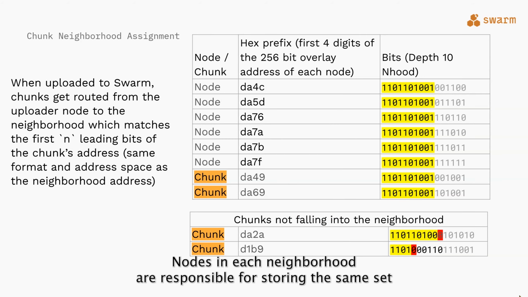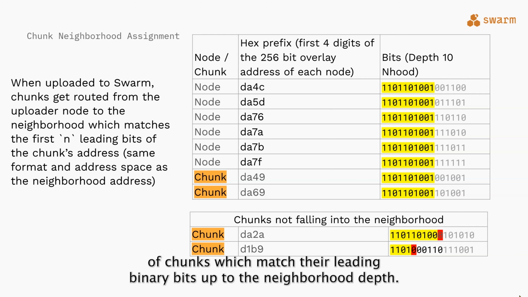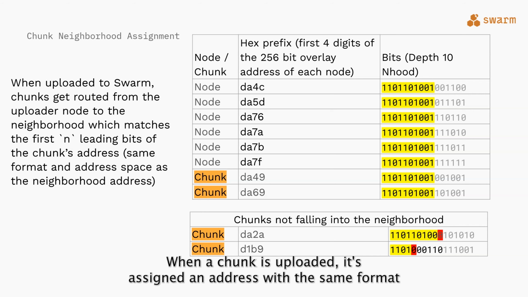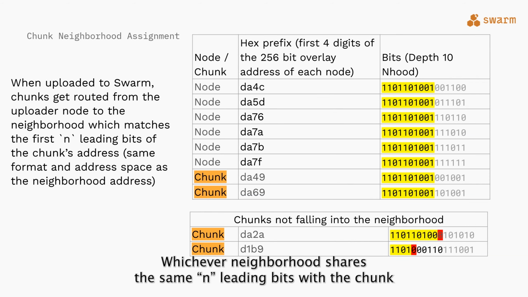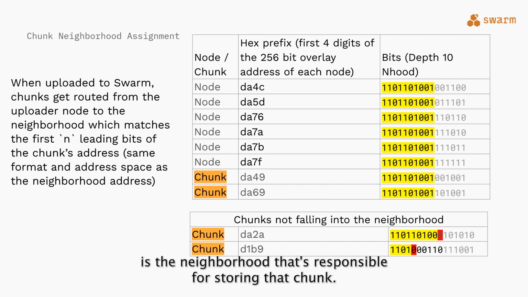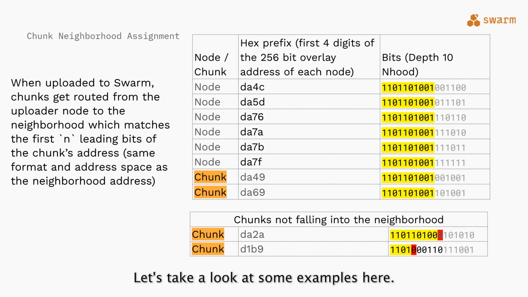Nodes in each neighborhood are responsible for storing the same set of chunks which match their leading binary bits up to the neighborhood depth. When a chunk is uploaded, it's assigned an address with the same format as a node. Whichever neighborhood shares the same n leading bits with the chunk is the neighborhood that's responsible for storing that chunk. Let's take a look at some examples here.